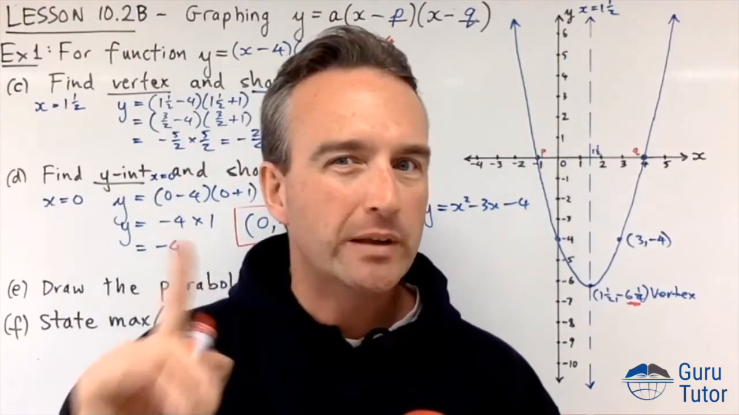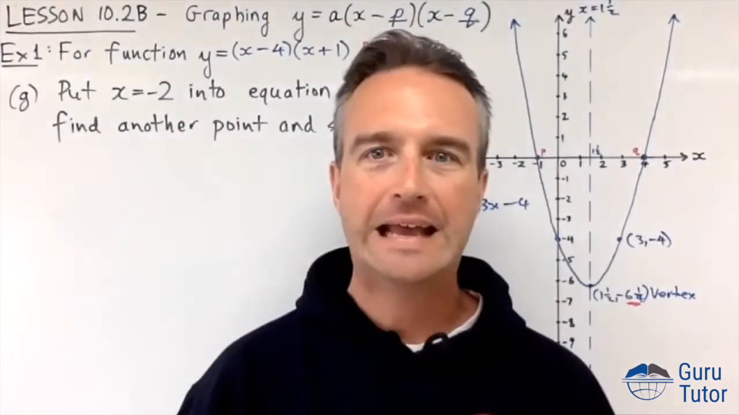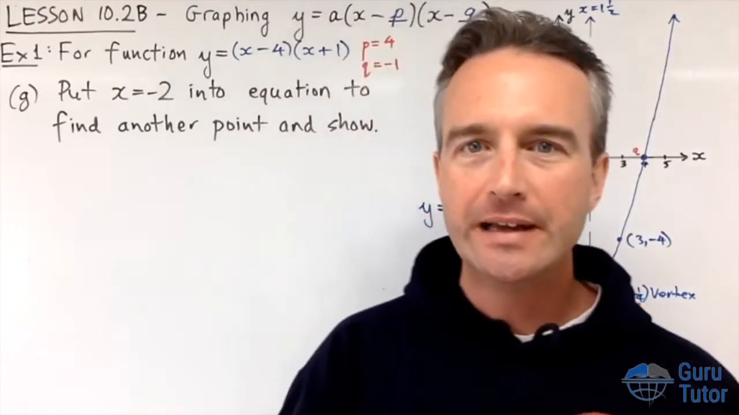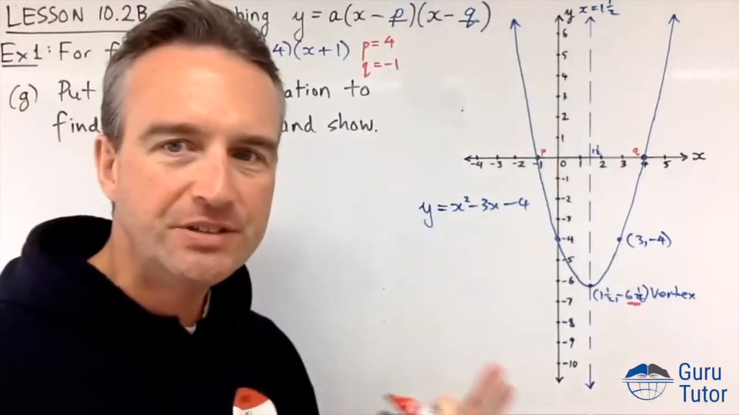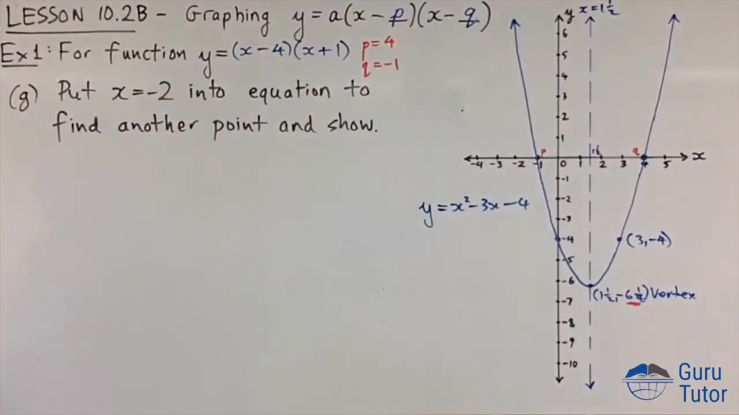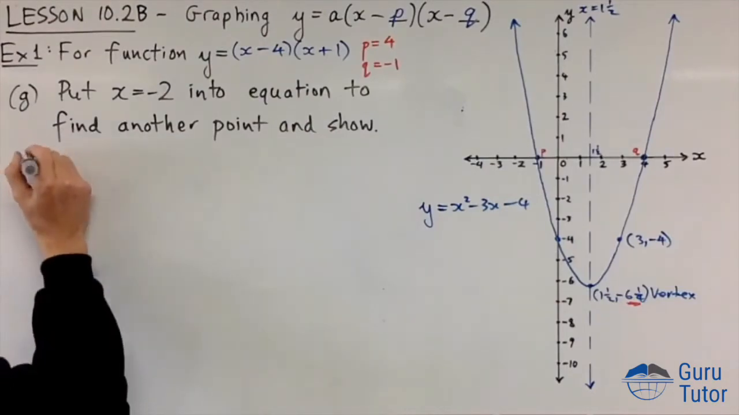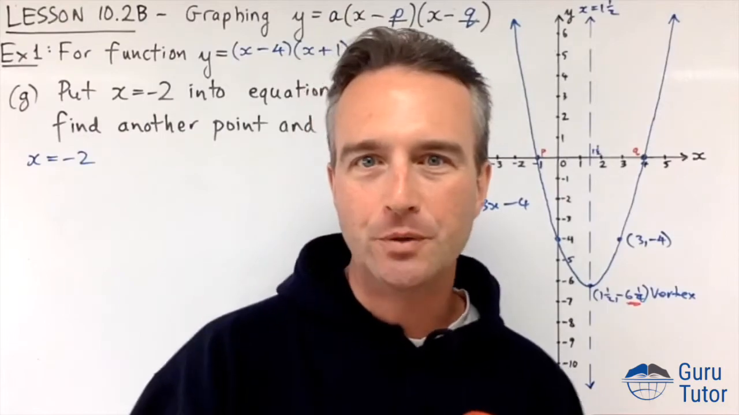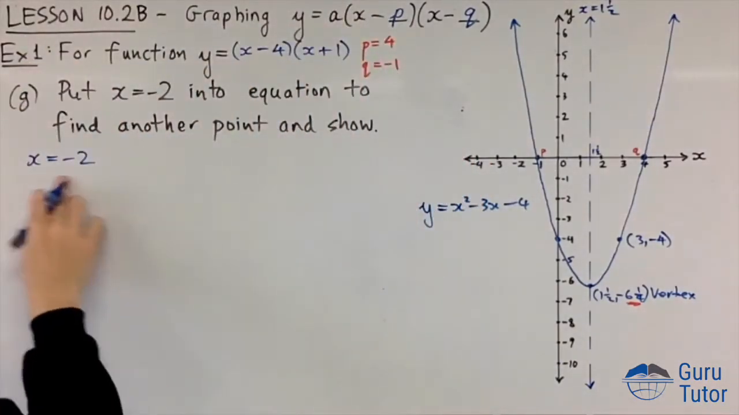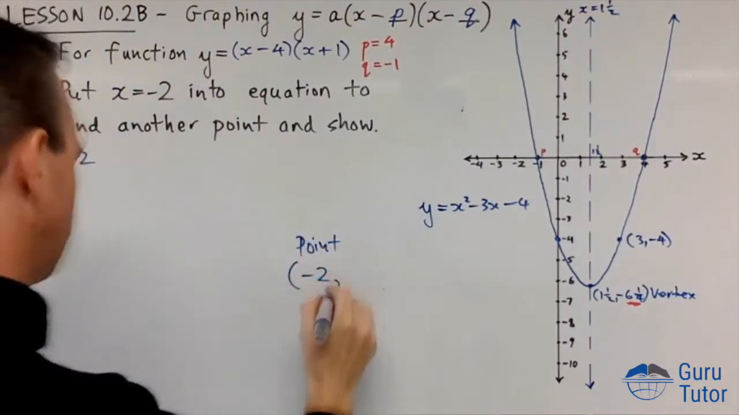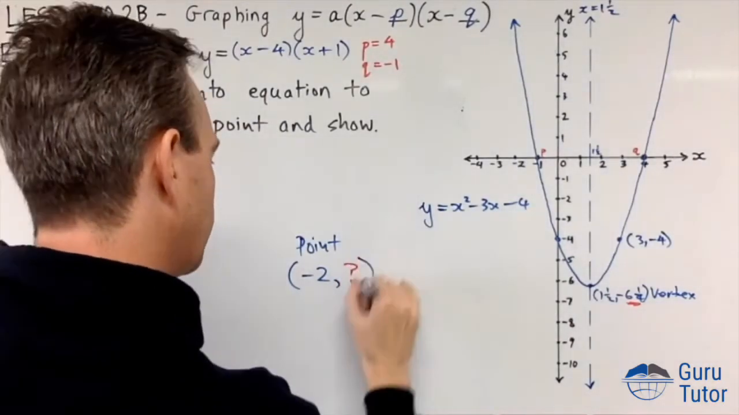Nearly finished. We're just going to do one last question here. And G, we're going to do something just like last lesson when I gave you a random x value and you tried to find another point on the parabola. So G, just like last time, remember how to do it? Pause me and go ahead if you're confident. Put x equals negative 2 into the equation to find another point and show it. I'm not going to finish it for you. X equals negative 2 means the point is going to be like this: point negative 2, and some y coordinate.